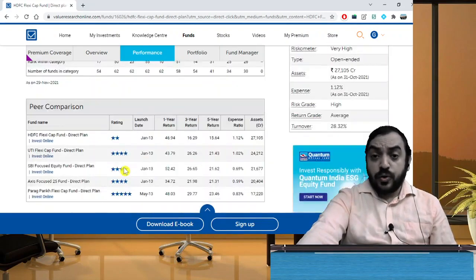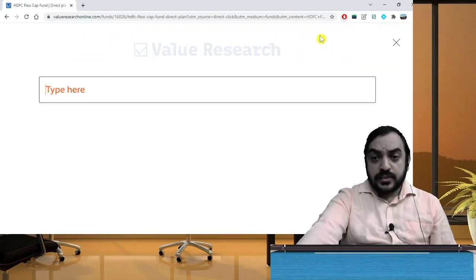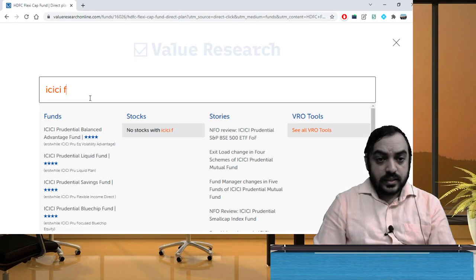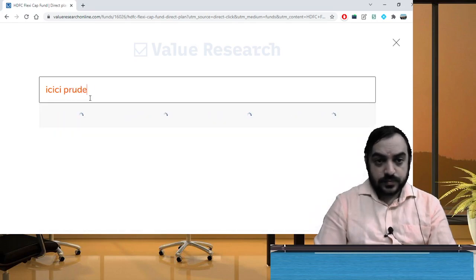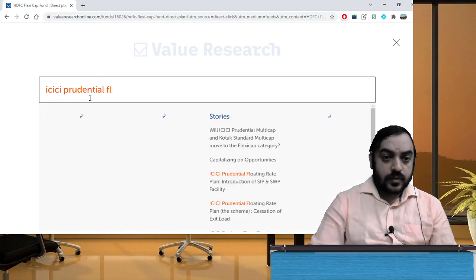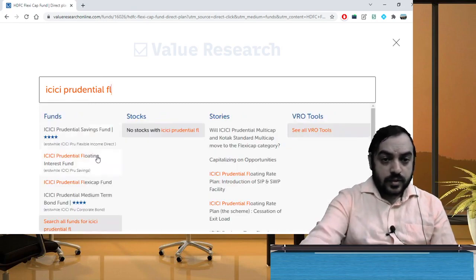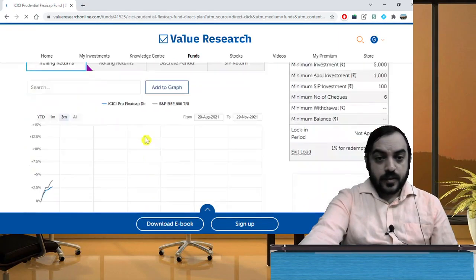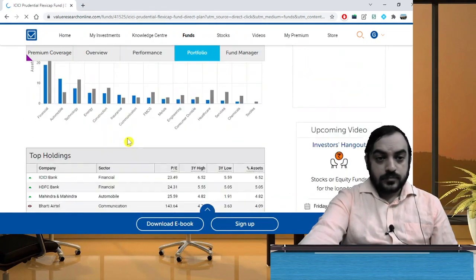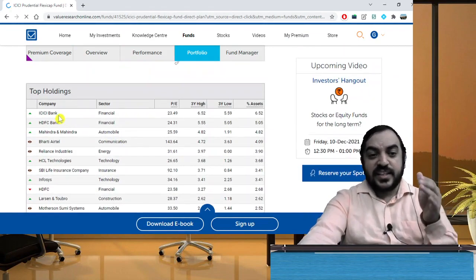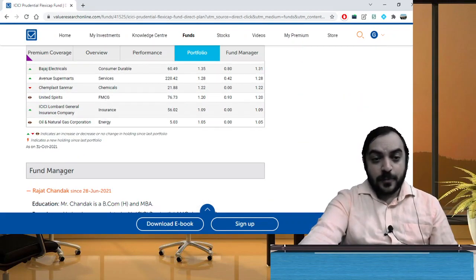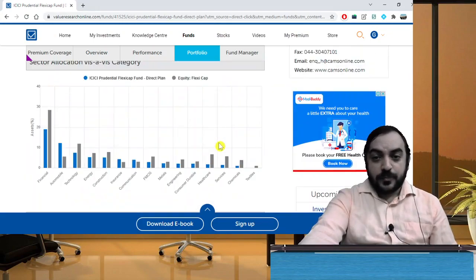Let me take a look at one more Flexi Cap Fund. Let's take a look at ICICI Prudential Flexi Cap Fund. Let's see where they've invested quickly. These people have invested in ICICI Bank, HDFC Bank, Mahindra Mahindra, Bharti Airtel, Reliance Industry, HCL Technology, SBI Life Insurance, Infosys, State Bank of India, and Oil and Natural Gas, and so many.